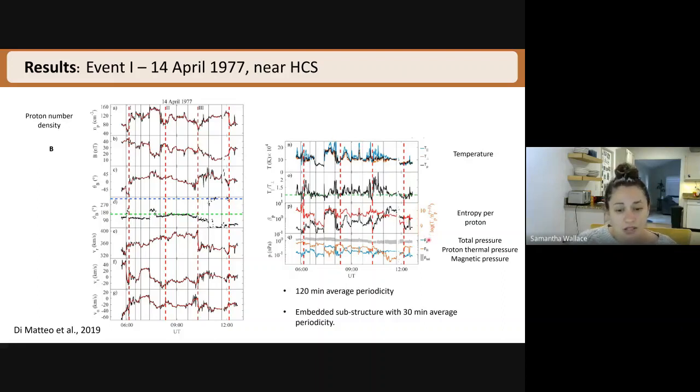What's also interesting is that if you look at this bottom plot here, these structures are pressure balanced. That means that the total pressure in gray is not changing over the entire structure. And it indicates that these structures will maintain their periodicities even as the solar wind propagates outward.